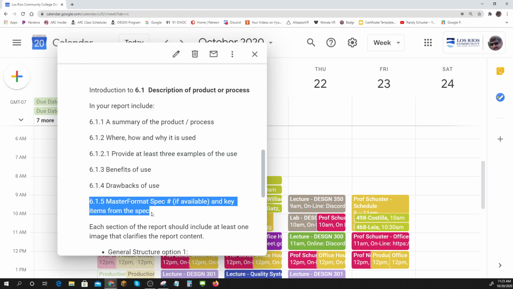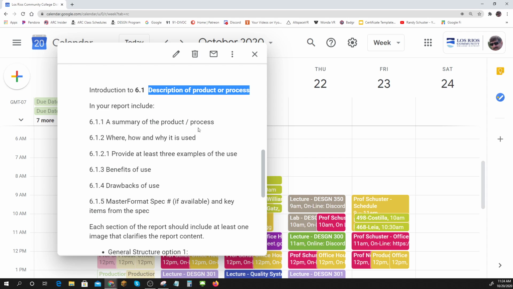Okay? And then you should be able to provide some master format specs or read the specs and provide some interesting information out of them. Right? Are there conditions for use? Are there performance requirements? Do they meet certain standards? Is there a wide range of these products available? Right? So you can use the master format specs as research material, or you can identify a number of providers and their master format specs as a resource. All right, so this is just 6.1, which is description of the product or process.